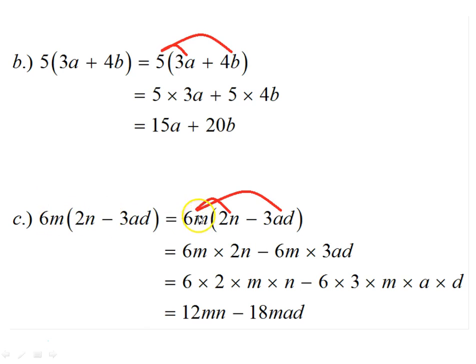Expand out the brackets, 6m times 2n, minus in the middle bracket there, 6m times 3ad. When we expand this out, rewrite this, put the numbers together, 6 times 2 times m times n, and here 6 times 3 times m times a times d, and that will give us here 12mn minus 18, 6 3s are 18, mad. So the equivalent expression for this is this. They are equivalent expressions. So expanding brackets makes our life a little bit easier.